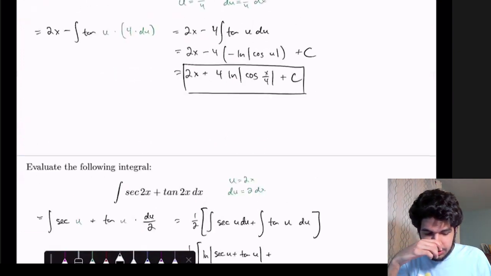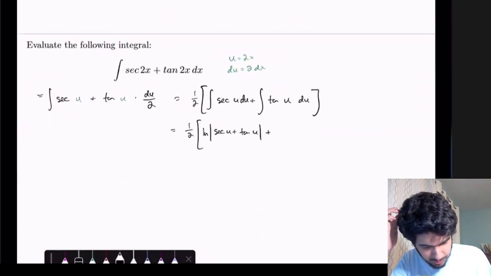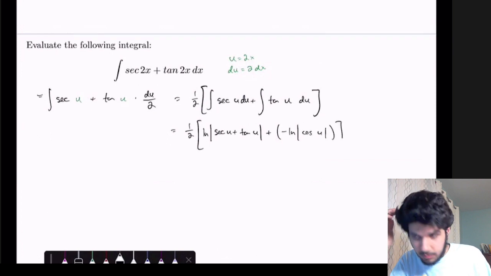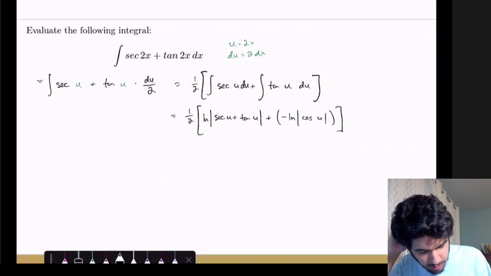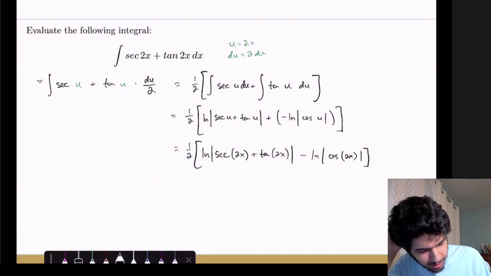And then for tangent u, we just used that in the previous one, that's negative ln of cosine of u. So this would be minus ln, absolute value, cosine of u. And now we just have to substitute our u back in. So this would be 1/2 times ln of secant of 2x plus tangent of 2x minus ln cosine of 2x. And tack on that plus c. Don't forget the plus c.